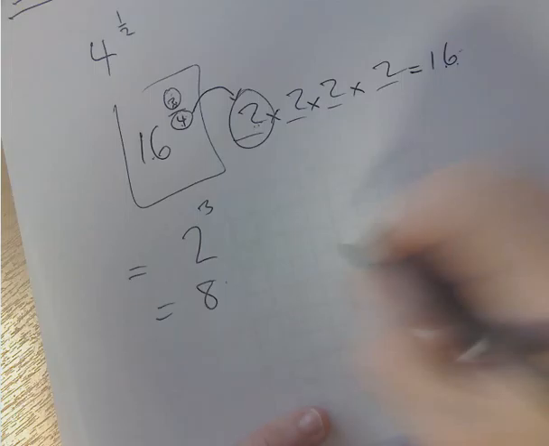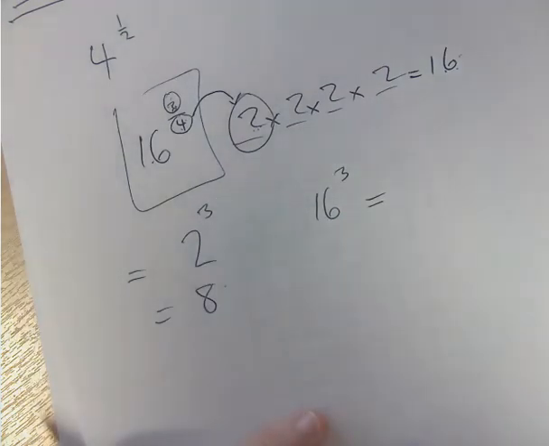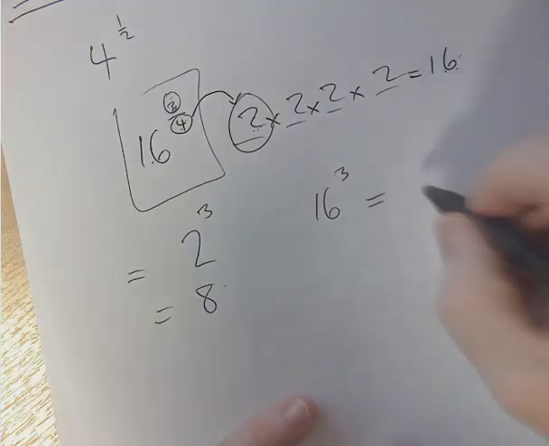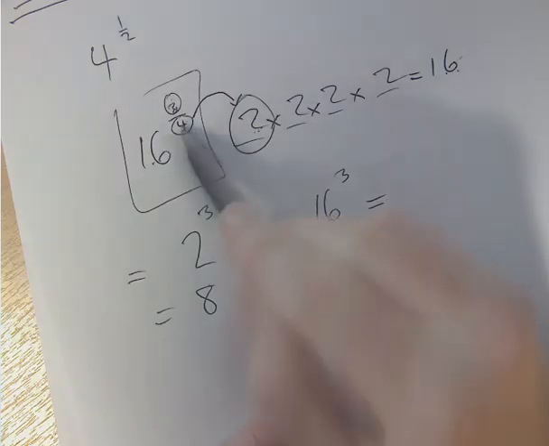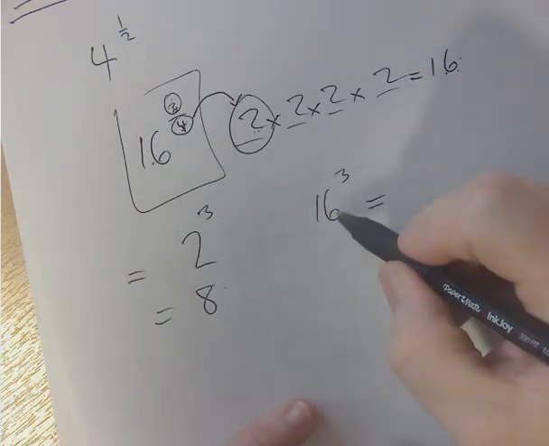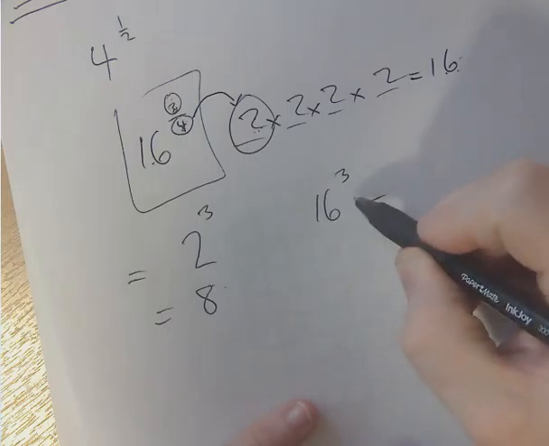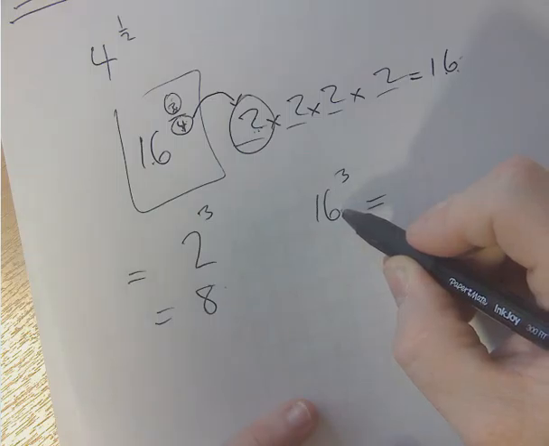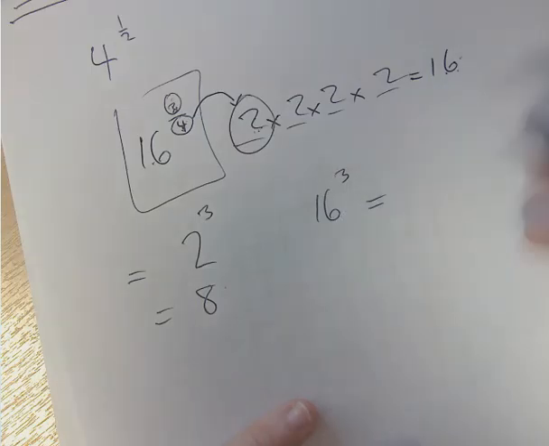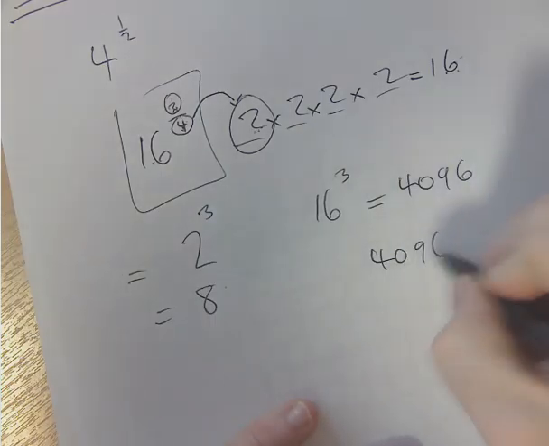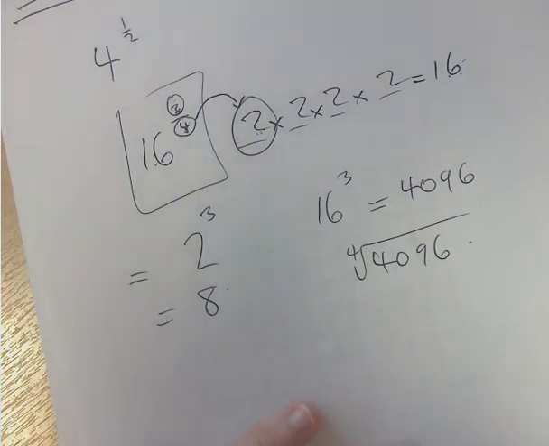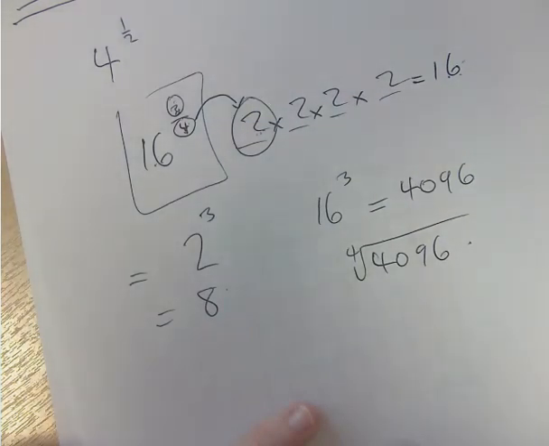Now, it's not wrong if you do this thing first. If you go 16 to the power of 3, get some enormous great big number, 16 times 16 is 256, times 16, I think it's like 4096 or something. You can now do a 4th root of 4096 if you want, but I'm recommending focus on this first because it keeps the numbers smaller.